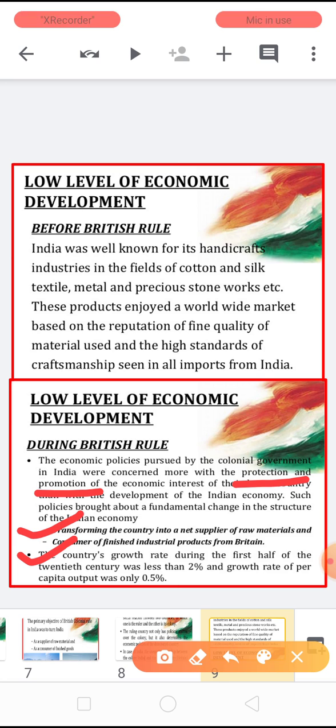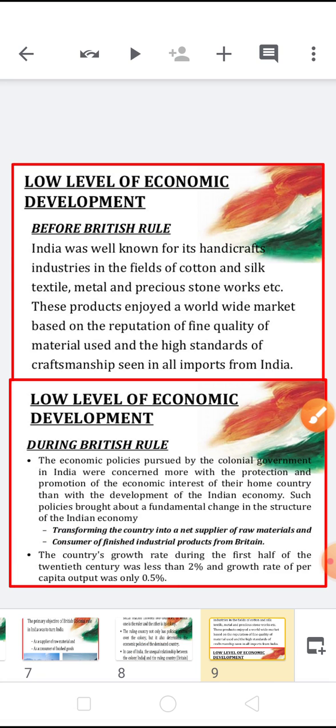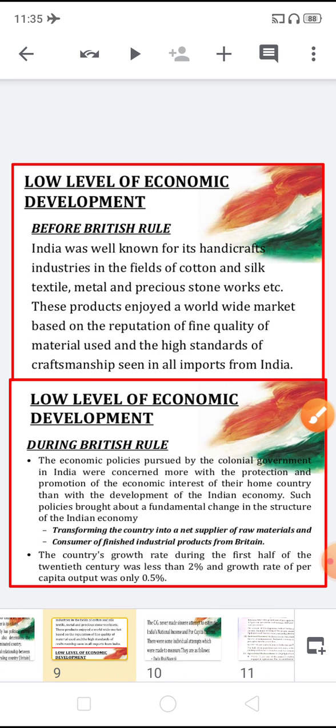So the country's growth rate during the first half of the 20th century was less than 2%, and the growth rate of per capita output was only 0.5%. So this is basically the condition at that point of time.